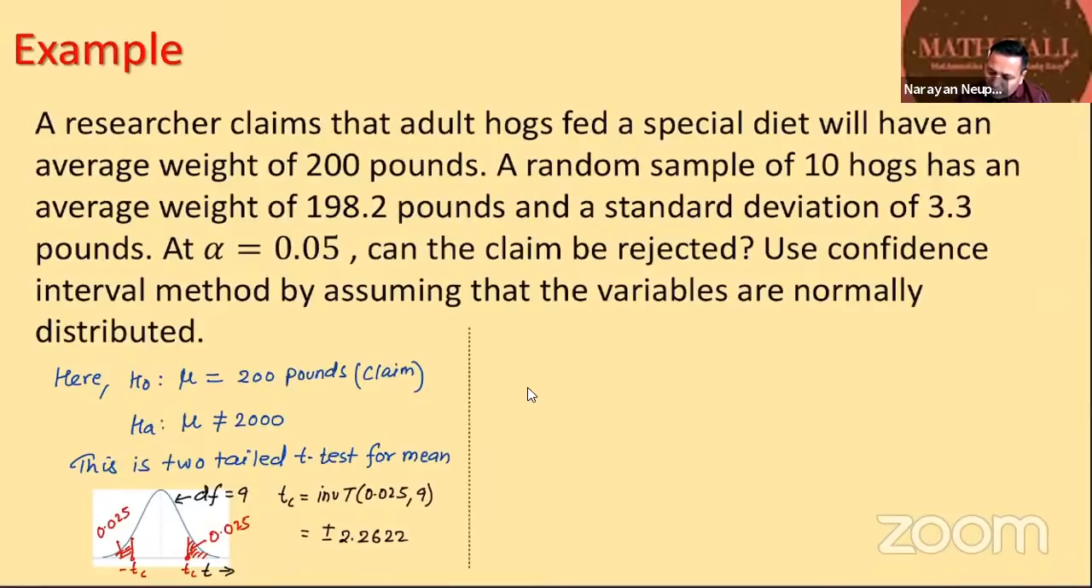In order to construct the confidence interval, what we normally do is at the center of the interval, we have the point estimate. In this case, we are talking about the mean, so that will be the sample mean, which is 198.2. Then we find the lower boundary of the interval by subtracting the margin of error, and we find the upper boundary by adding the margin of error.